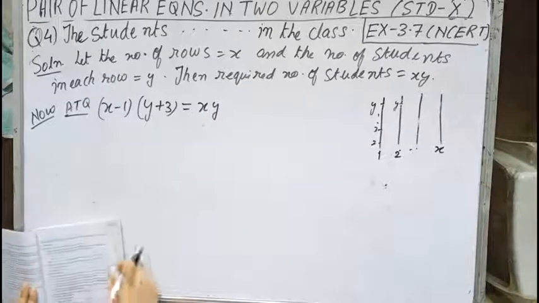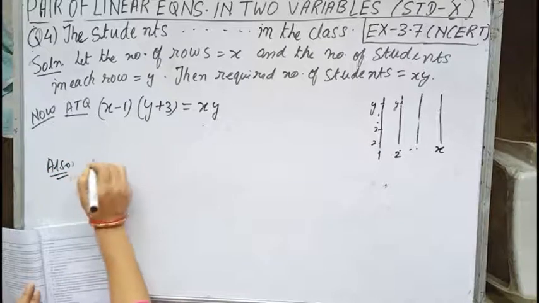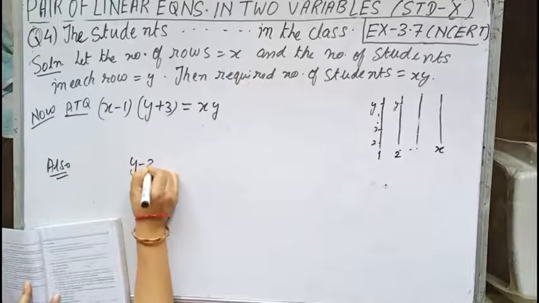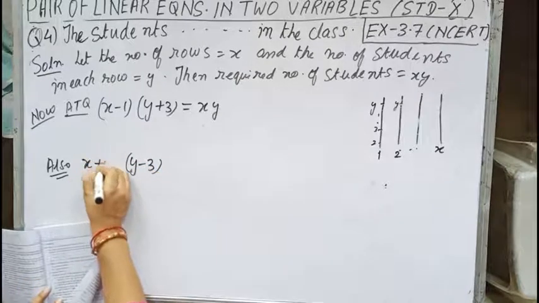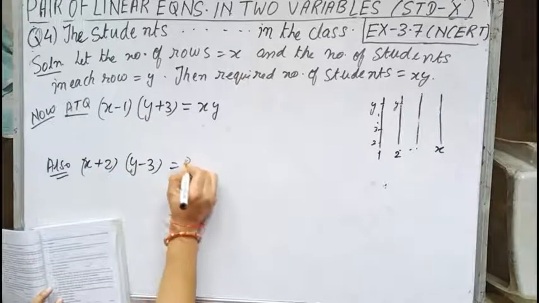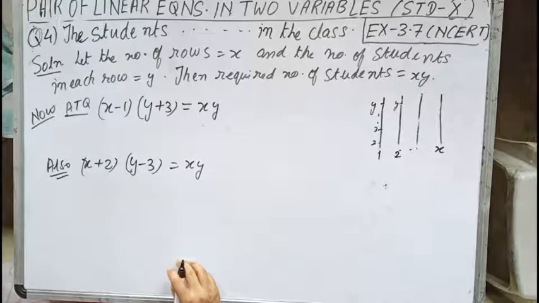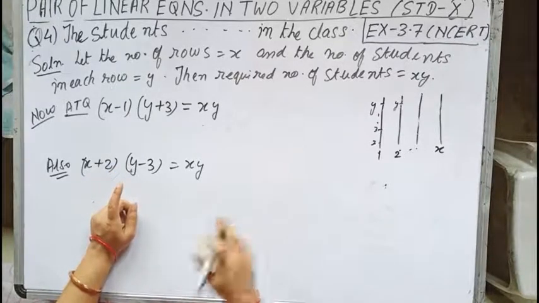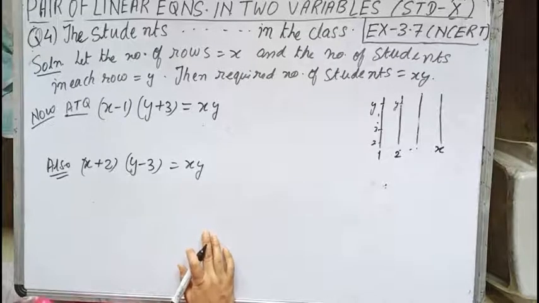Second condition also, if 3 students are less in a row, there will be 2 rows more. So x plus 2 equals xy. So we have written both the conditions given in the question. We will simplify it, solve it, get the value of x and y, substitute in xy, and that is the required number of students. So let us solve it.